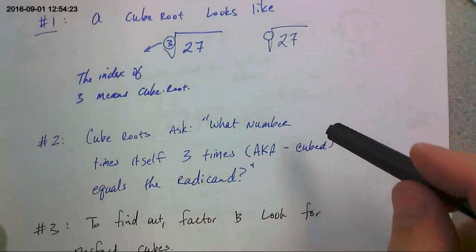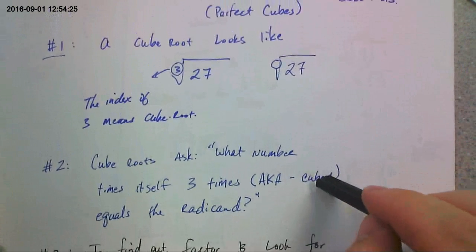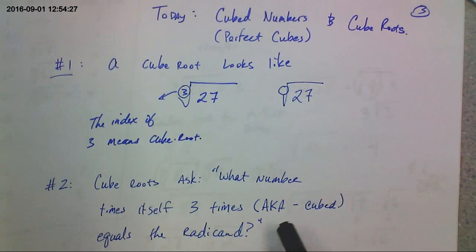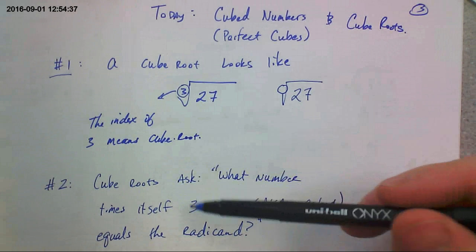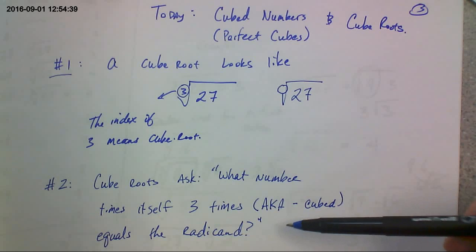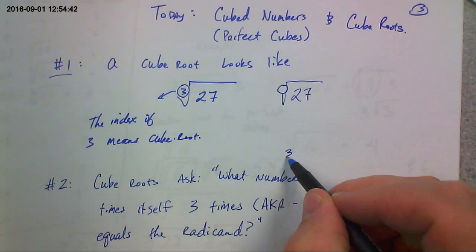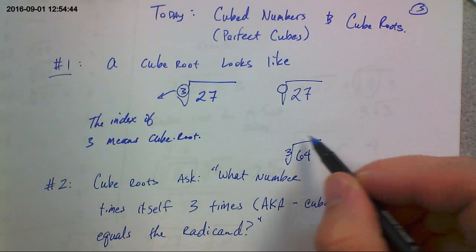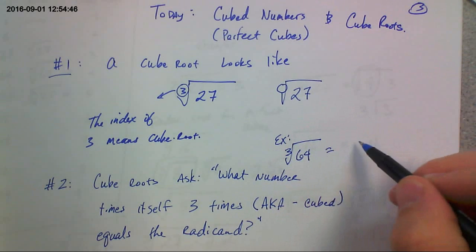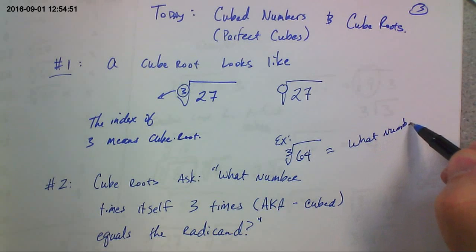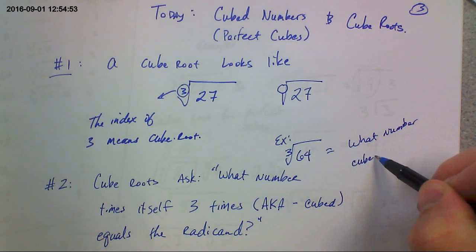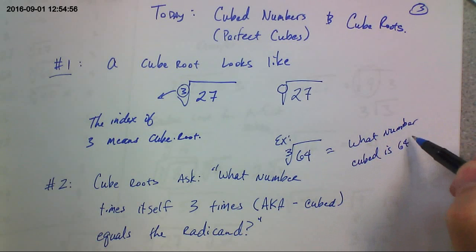Alright. Next thing, I want you to know what cube roots are asking, okay? Can you guys see this right here on the board? Katie, you can see this right here? Okay, here's what cube roots are asking. Cube roots are asking what number times itself 3 times is the radicand. So like, let's say the cube root of 64. Let's use this as an example. This is what number cubed is 64. That's what it's asking.